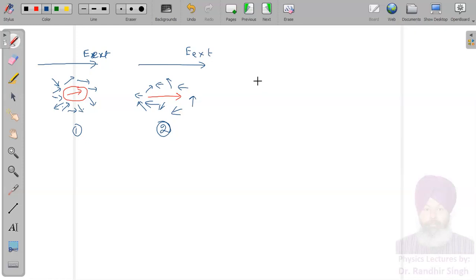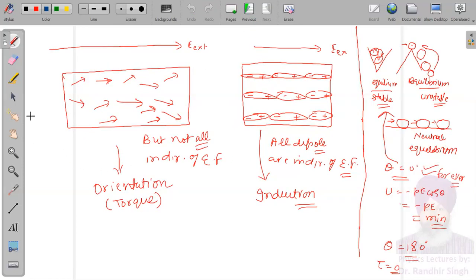Should I move to the next page? So I was telling you that in case of this, the cause of polarization is orientation or torque, and in this case, the cause of polarization is induction or the force. Force and torque are different things. Force can be applied to neutral bodies also.